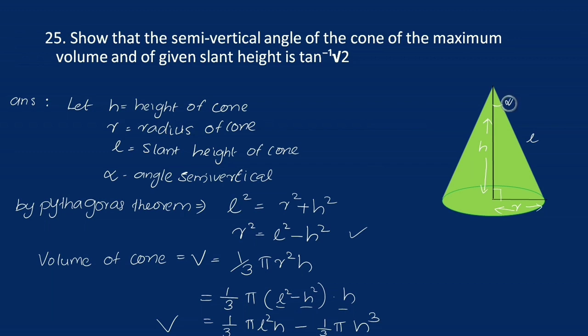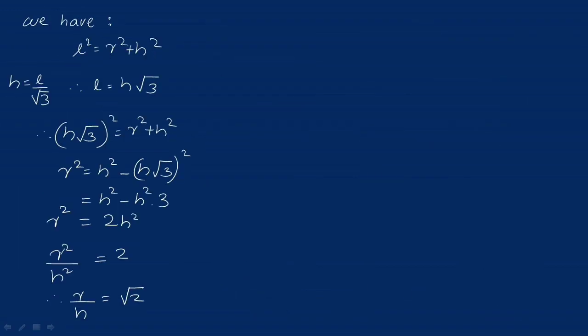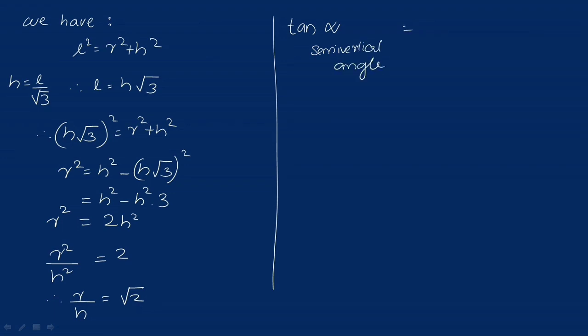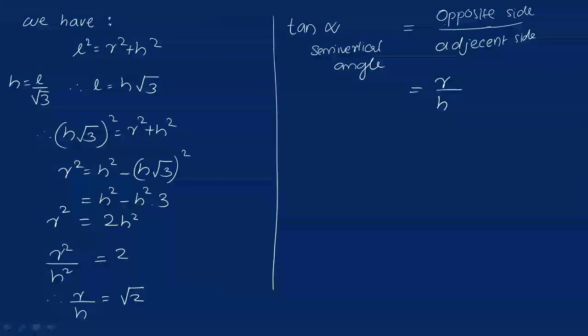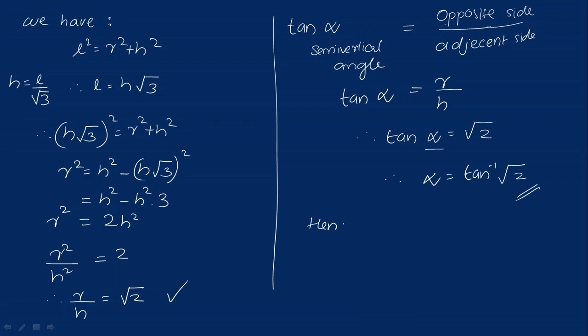Now from the question, there is a semi-vertical angle alpha. So what is tan of alpha? We are finding that here. Tan of angle alpha, where alpha is the semi-vertical angle, is equal to the opposite side by the adjacent side. According to the angle alpha, the opposite side is R and the adjacent side is H. So we can write R by H. So tan alpha is equal to R by H. From this, alpha is equal to tan inverse of R by H. What is R by H? That is root 2. So alpha is equal to tan inverse root 2. So we have hence proved that the semi-vertical angle alpha when the volume is maximum is tan inverse root 2.